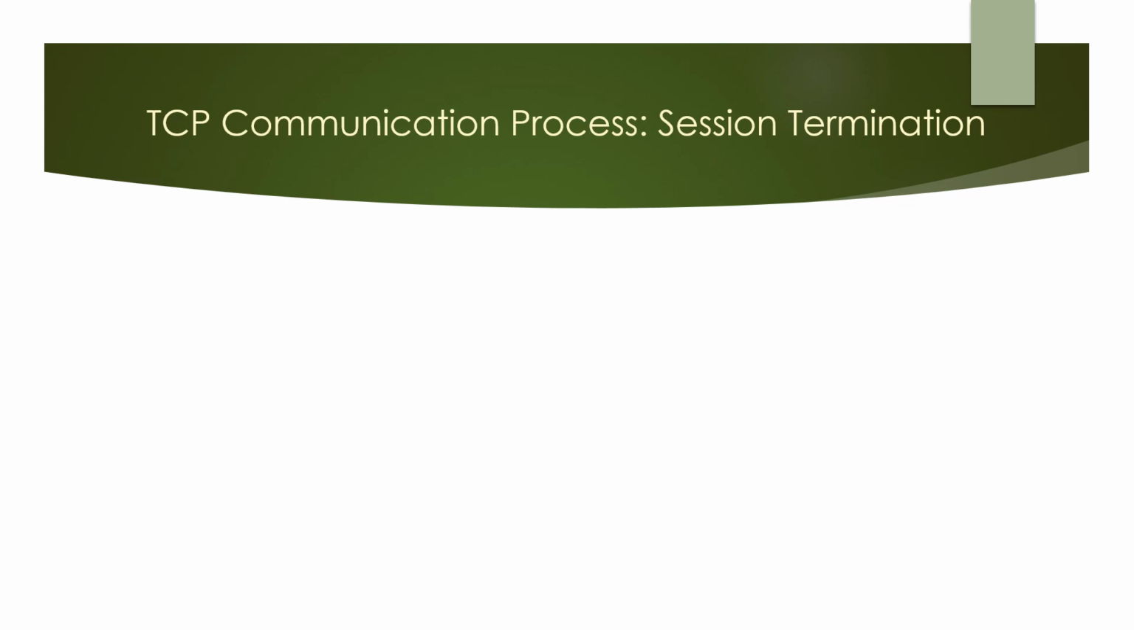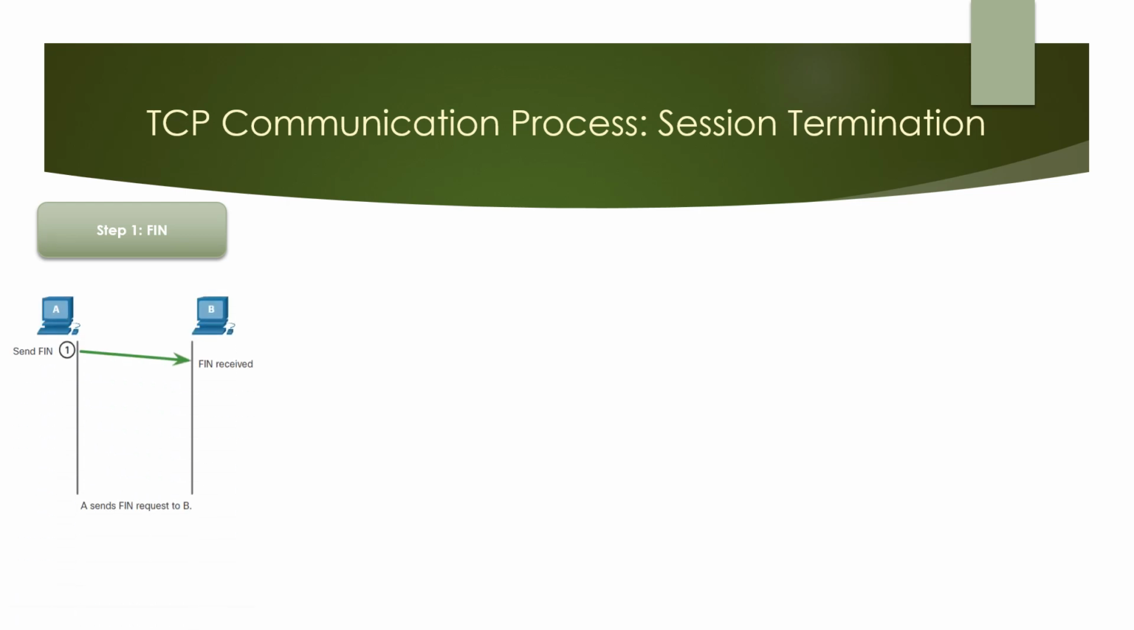And as I said, there are 4 steps. The first step is the finish control flag, the finish control segment. It is when the client has no more data to send in the stream, so it sends a segment with the FIN flag set, as it is shown here.